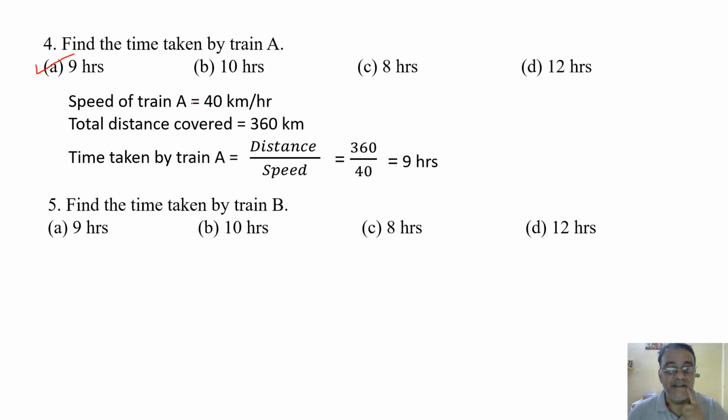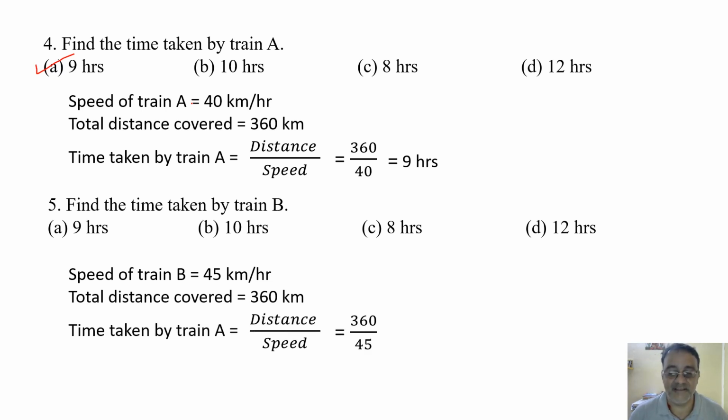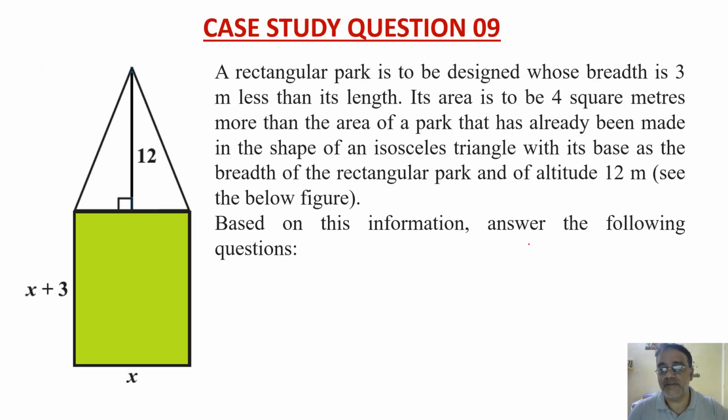Speed is 45 kilometer per hour. Total distance is same, and time taken by train B will be distance upon speed, that is 8 hours. Even you can write directly, because in the question it is given train B will take 1 hour less. So 9 hours is for train A, so we can subtract 1. And the correct option is Option C, right? Any doubt in this question? No, sir.